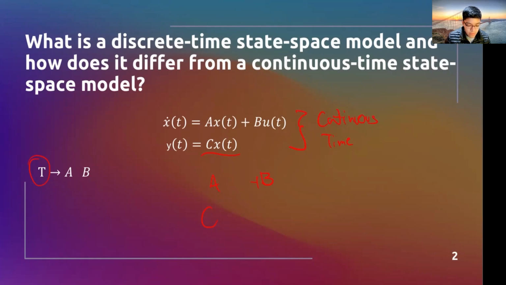So yeah, we also have two input matrices and one output matrix from the continuous time to the discrete time state space model, but the difference is the sampling period.